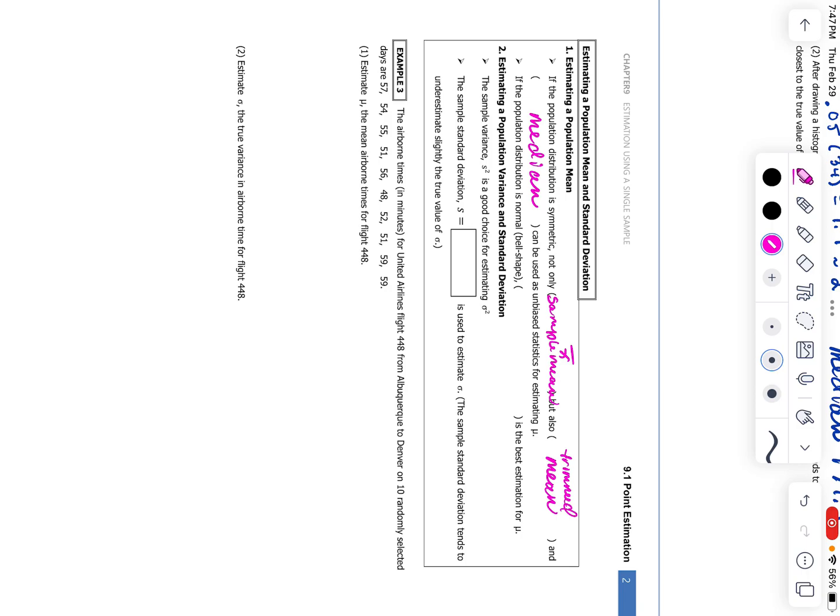If the population is normal, if it's bell-shaped, the sample mean is the best estimation for the population mean. So just to remember, this is the sample mean, and mu is the population mean.